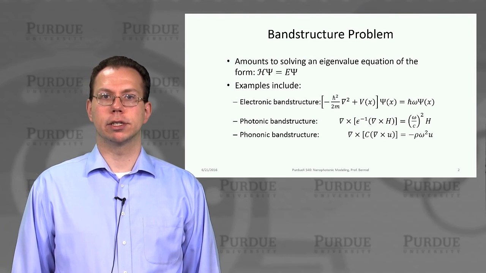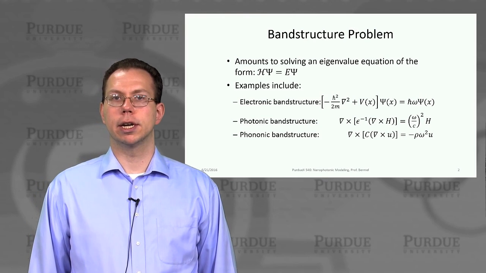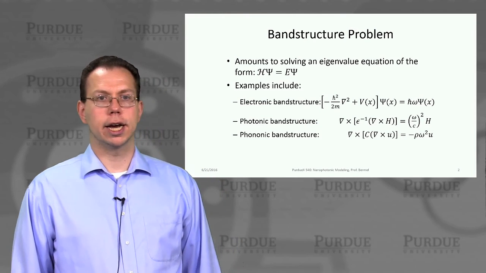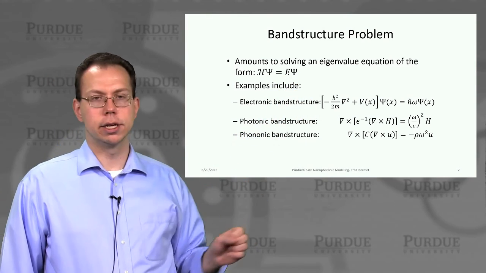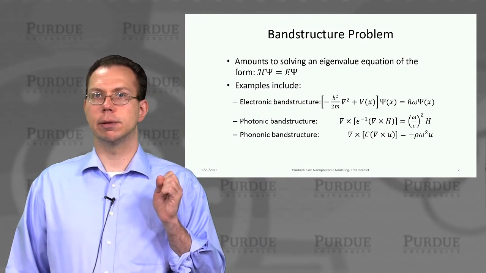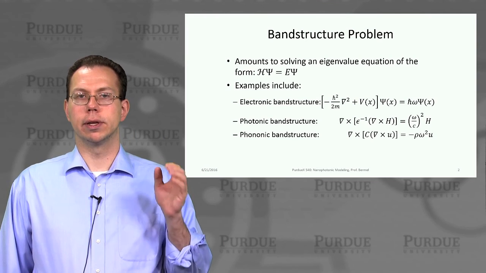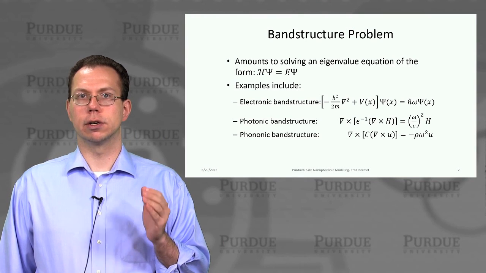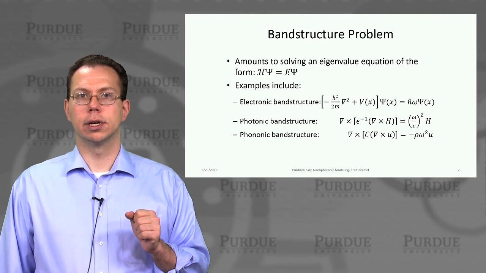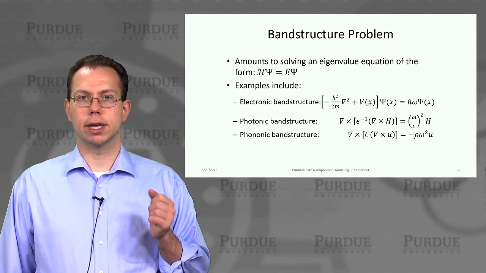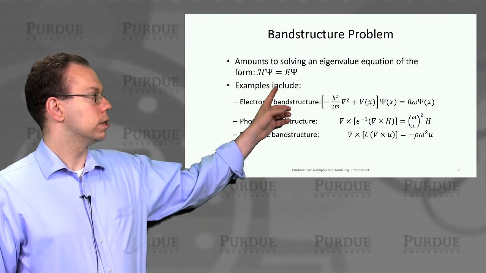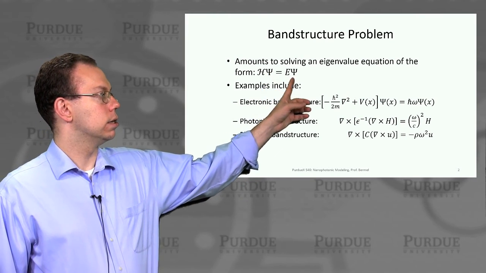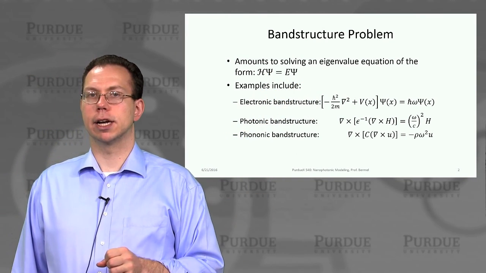So what is the band structure problem? It's basically an eigenvalue equation. And the eigenvalue equation may have this form, h psi equals e psi. So we interpret h as a matrix or an operator, and e is a scalar, or a number, essentially. What's interesting about the eigenvalue equation in general is that when you multiply h times psi, you still recover psi times a constant.